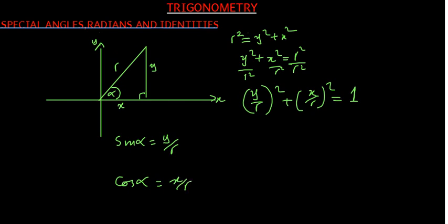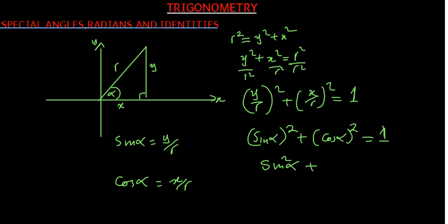And then we're going to go here where we can see y over r. We're going to substitute our sine alpha. So that gives us sine alpha, and then we are squaring that, and then plus cos alpha, we're also squaring that, and that is equal to 1. So we can even expand, removing the brackets. That gives us sine squared alpha plus cos squared alpha is equal to 1.